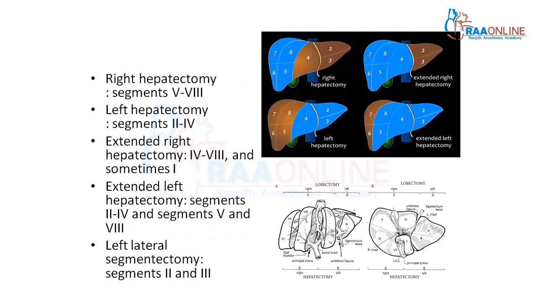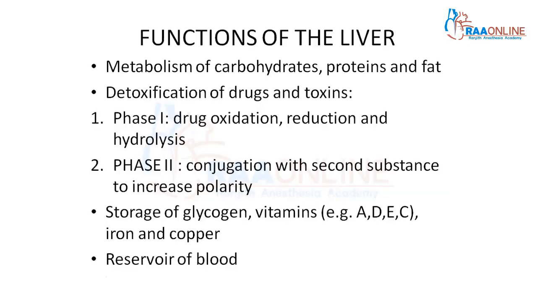The left hepatectomy is 2, 3, 4. The extended right is, in addition to the right, segment 4 and sometimes 7, 1. The extended left is, in addition to 2 to 4, even segments 5, 8. And the left lateral liver resections. There are a number of guidelines, which now currently we talk about: major liver resection is 3 or more segment resections. So anything like a left hepatectomy and above is a major liver resection.